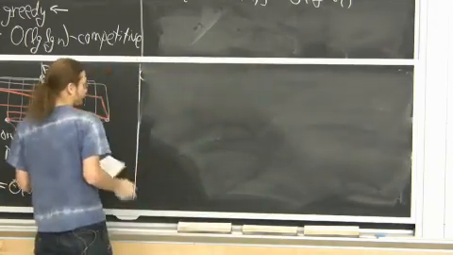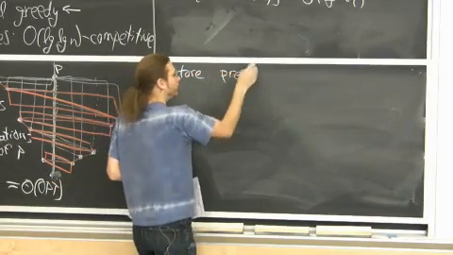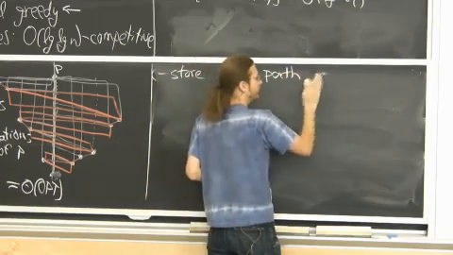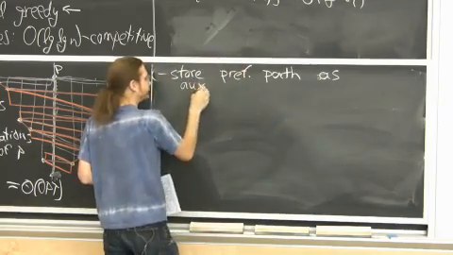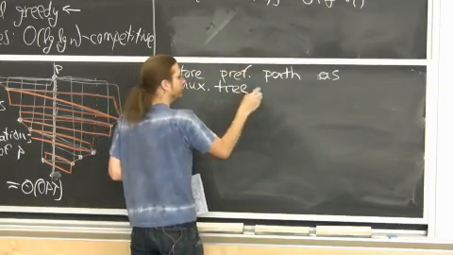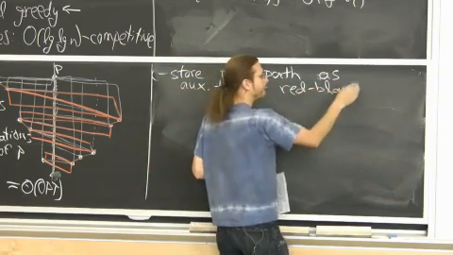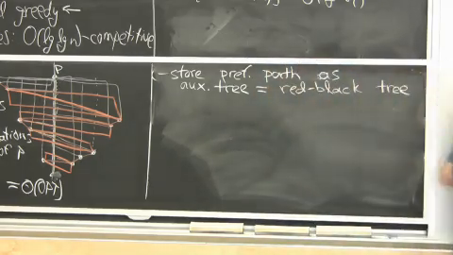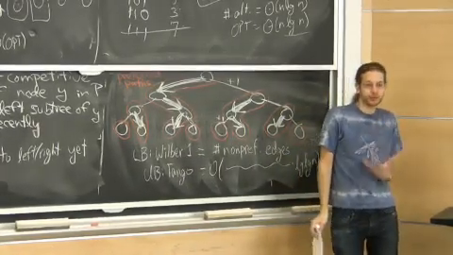So we're going to store each preferred path as an auxiliary tree, which is just, I don't know, red-black tree, let's say. What is the red-black tree sorted by? I don't have a choice. Whatever I do has to be a binary search tree among the original keys.